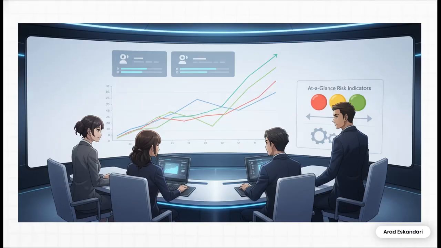And you know what? This is what leadership really wants to see. They do not have time for a 500-row spreadsheet. They want the bottom line, a few key numbers, some clear trends, and simple red, yellow, and green indicators. They want to know the health of the project in 30 seconds, and they want it updated automatically.